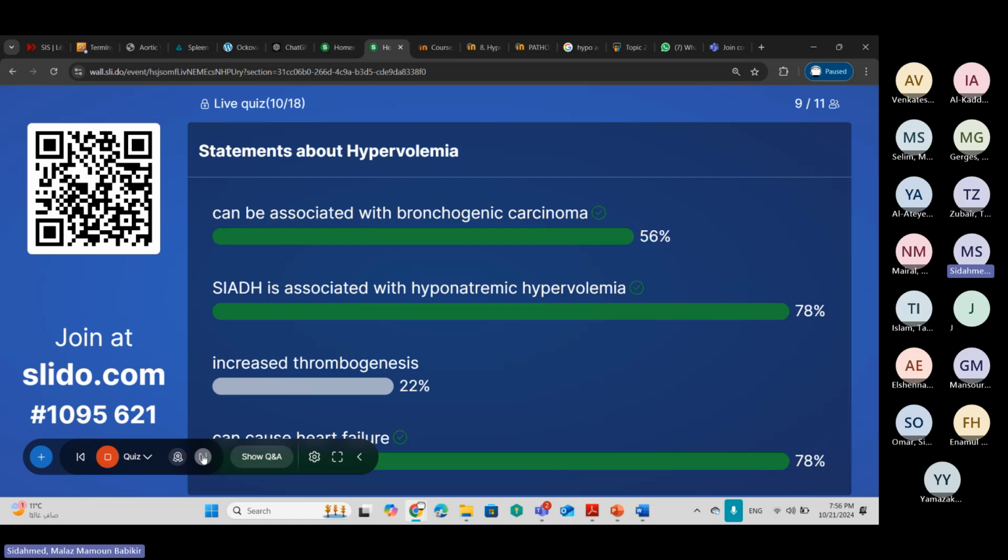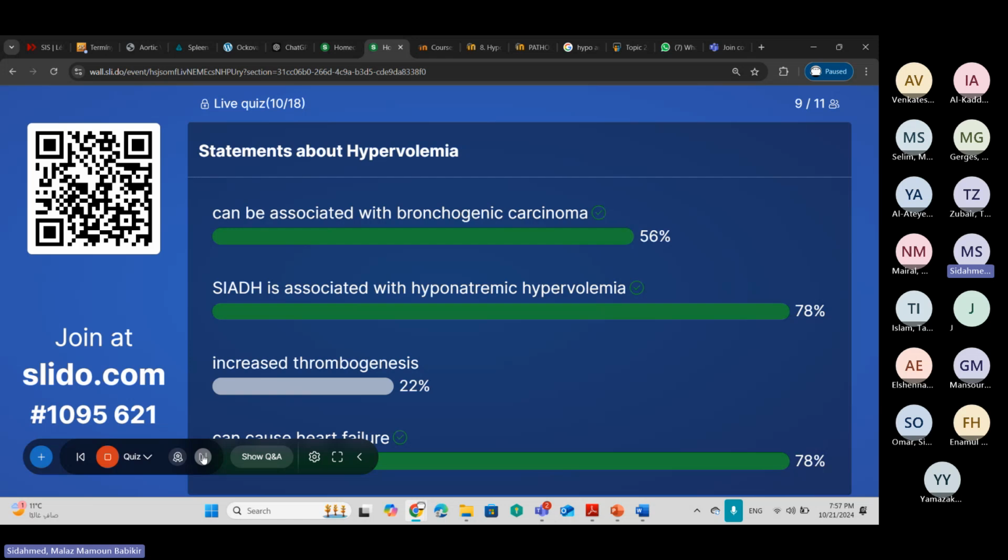So again, syndrome of inappropriate ADH release, or also could be syndrome of increased ADH release. It causes increase in ADH, so more water will be reabsorbed, and in the circulation there's higher volume of water, and that's it. SIADH is associated with hyponatremic hypervolemia. It's just because the aquaporins that ADH places in the membrane only reabsorb water and no other mineral. So it's only logical that it causes hyponatremia.